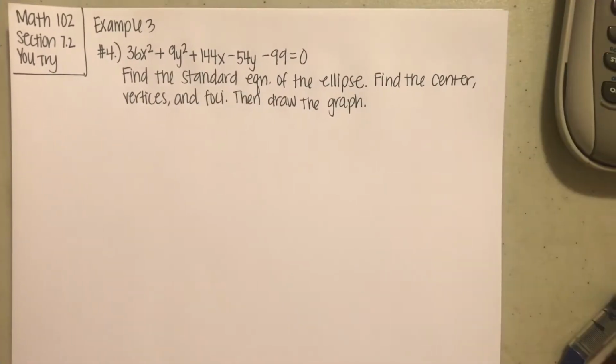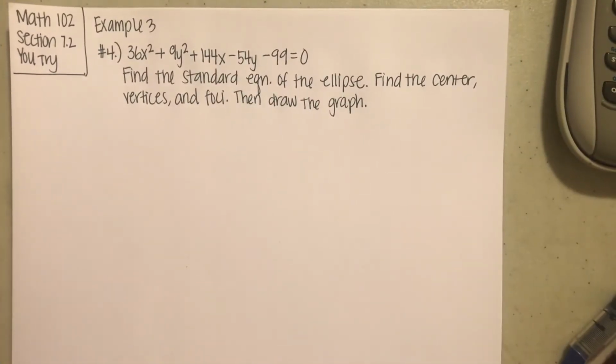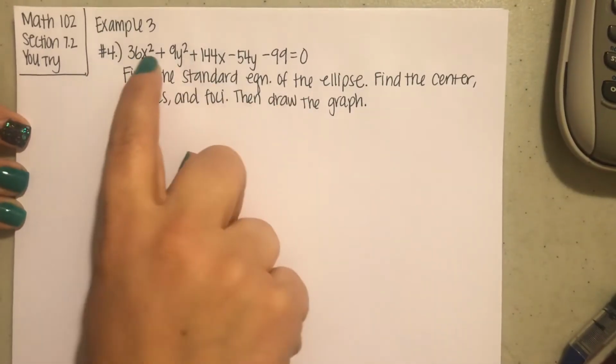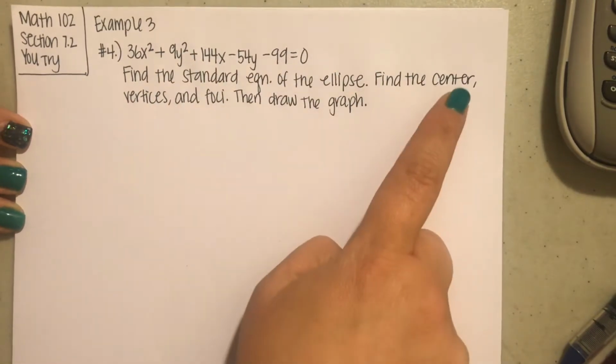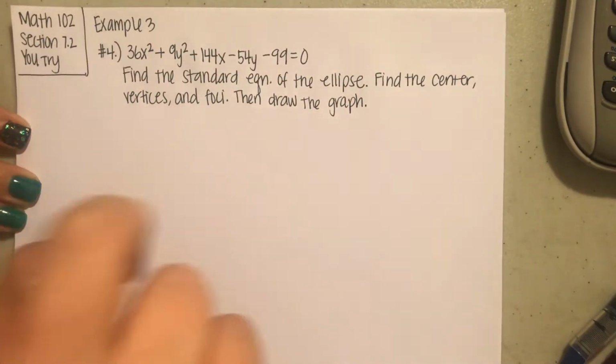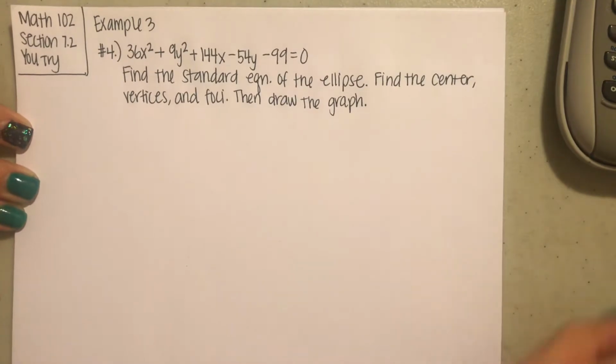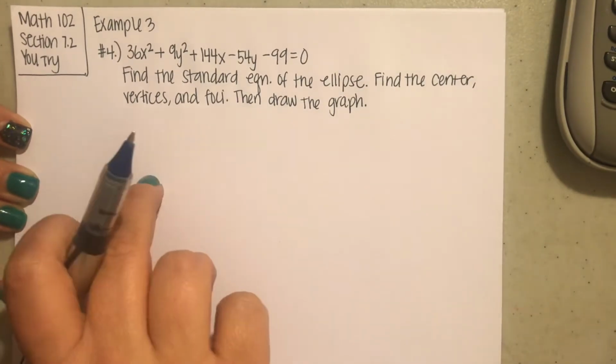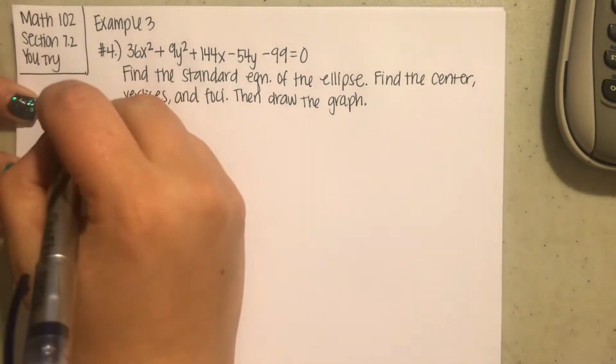All right, last question of this section. Are you ready? So we're finding the standard equation of this ellipse up here. We're going to find the center, the vertices, and the foci and draw the graph. So this will be really similar to example 2. So let's take our equation.